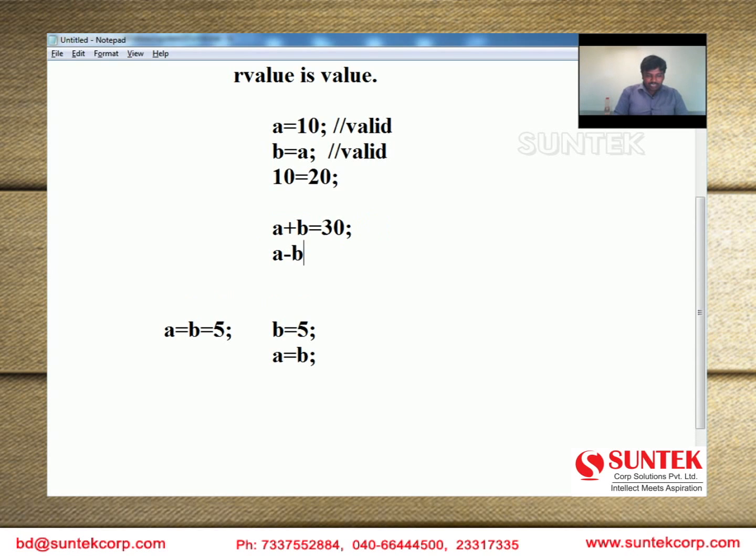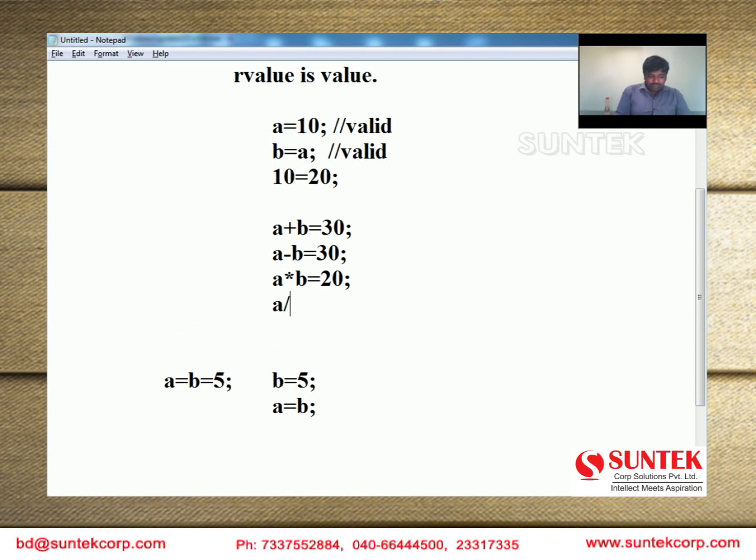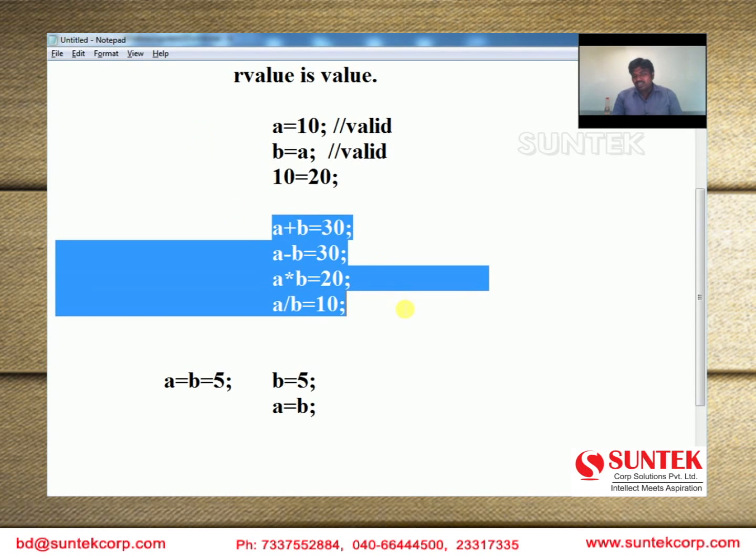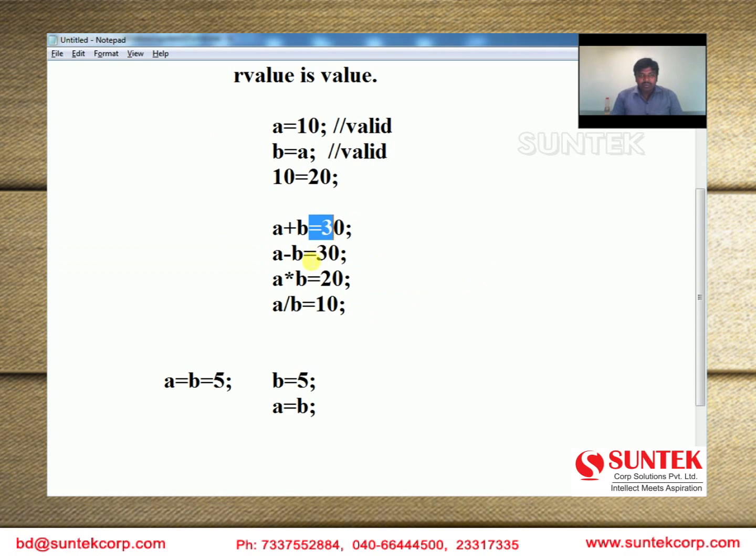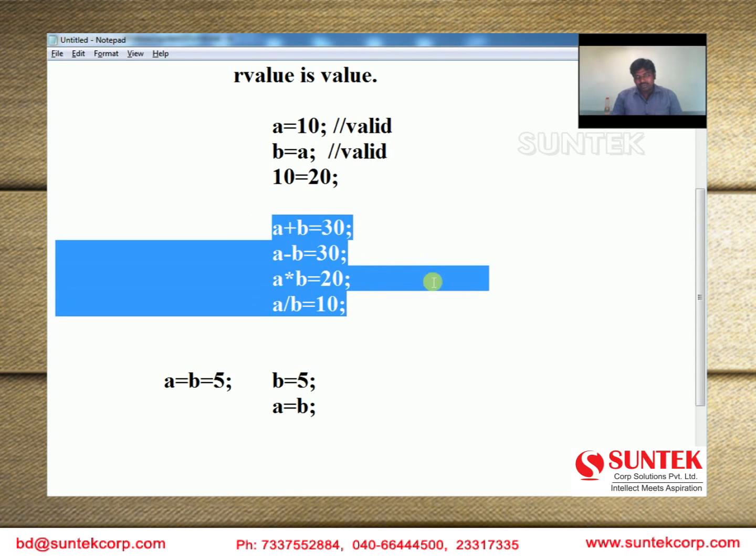A minus B is a result. A minus B equals to 30. These all are errors. A into B equals to 20, right? A by B equals to 10. These all are errors. In mathematics these are valid, but in programming these are not valid. Why? Because these are operators here. We should not write like this.